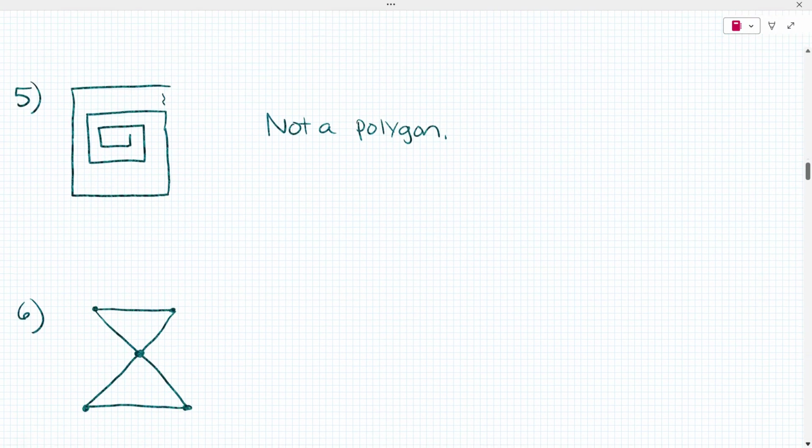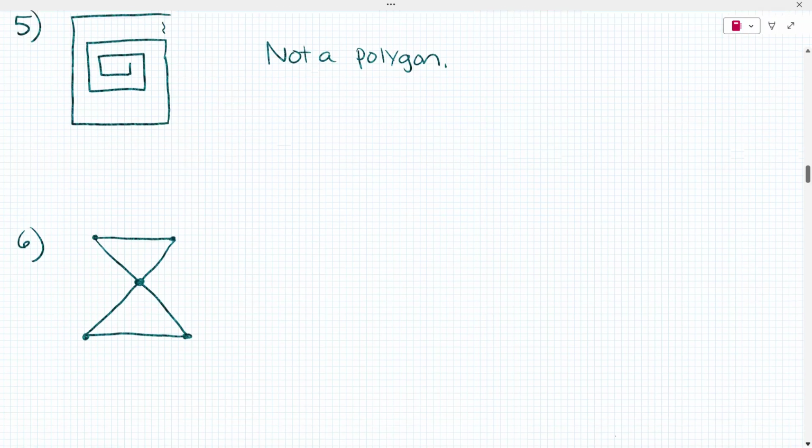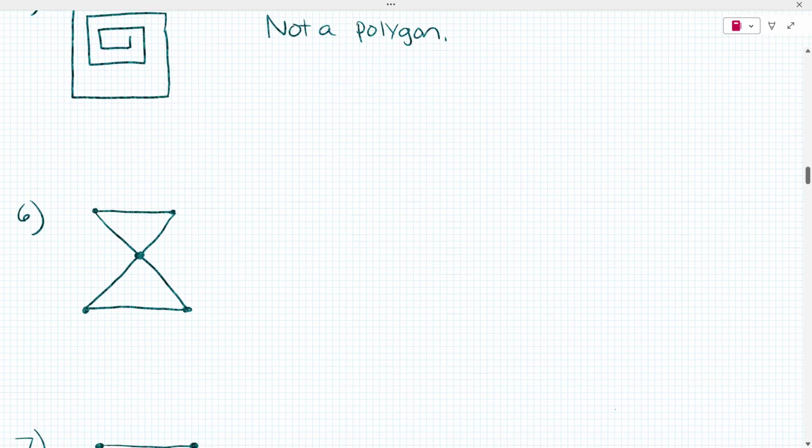What about 6? Is 6 a polygon? Well, nothing's open. It's definitely closed. We only have segments. But there's one more important thing. See how they can't have intersecting? They can't intersect. So there's an intersection at this point right here. Let's see how this line intersects with this line. So we can say not a polygon because of this intersection, right?